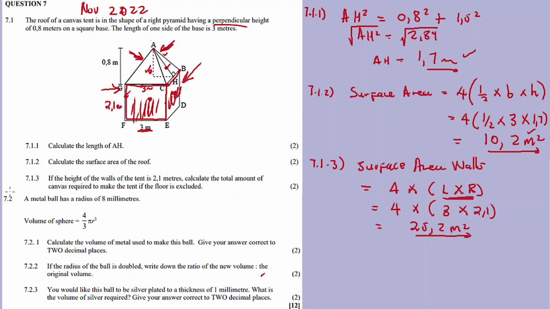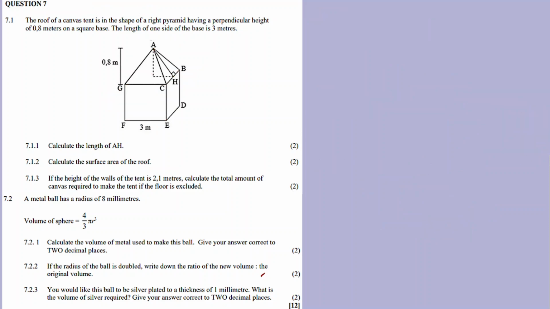Now the second part of the question talks about a metal ball. A metal ball has a radius of 8 millimeters. So now our metal ball has a radius of 8 millimeters. 7.2.1.